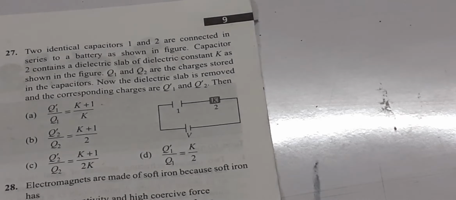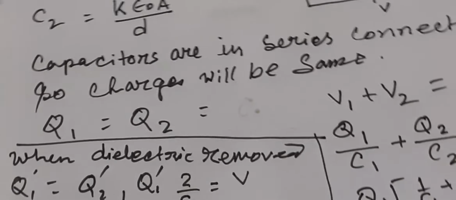Now as it is in series connection, it is understood that both the capacitors hold an equal amount of charge. This is the basic thing required. The capacitor which doesn't have any dielectric will have capacitance epsilon naught A by D, and for the dielectric one it will be epsilon naught K A by D. Now when they are connected in series, definitely the charges will be the same. That is the basic requirement here.